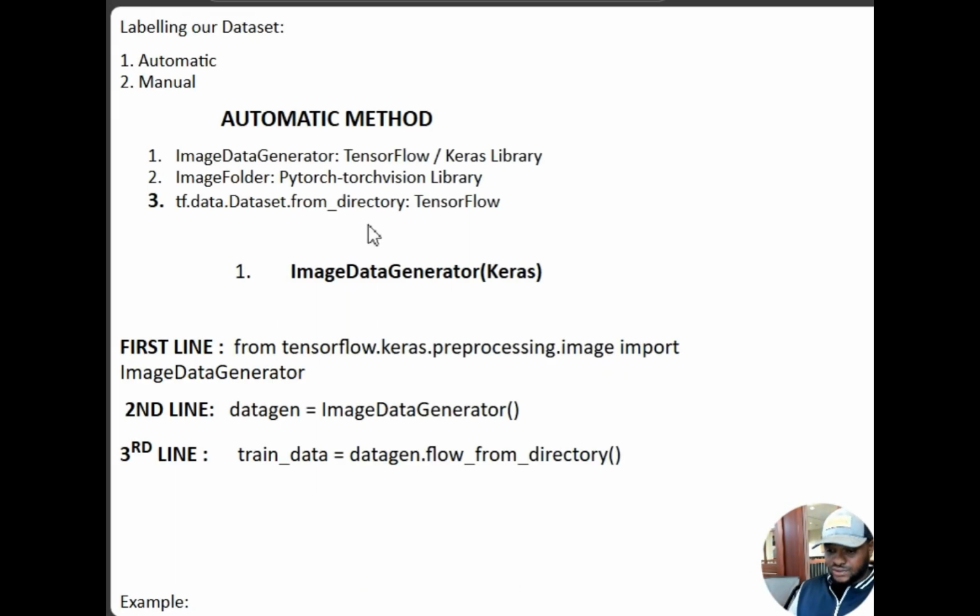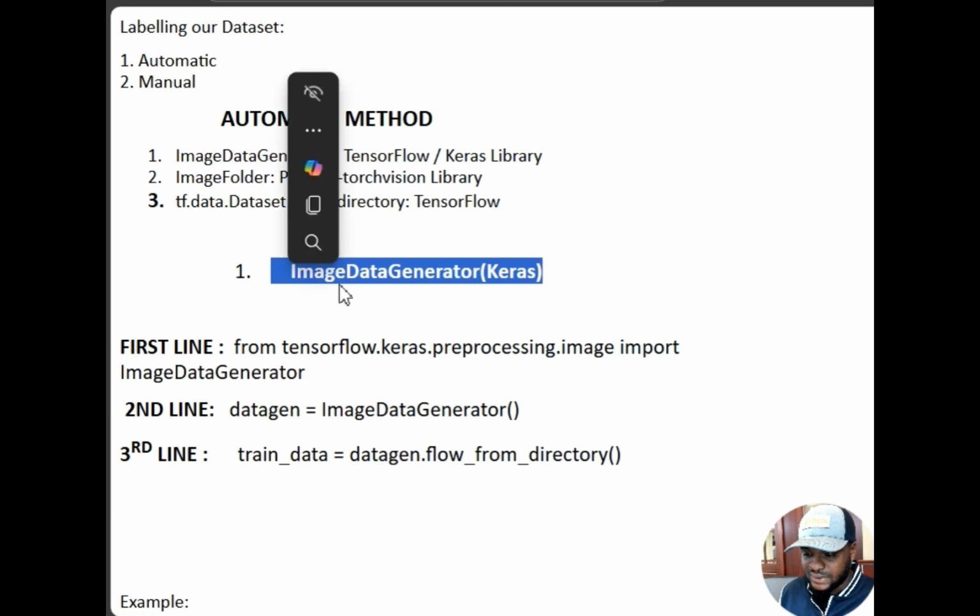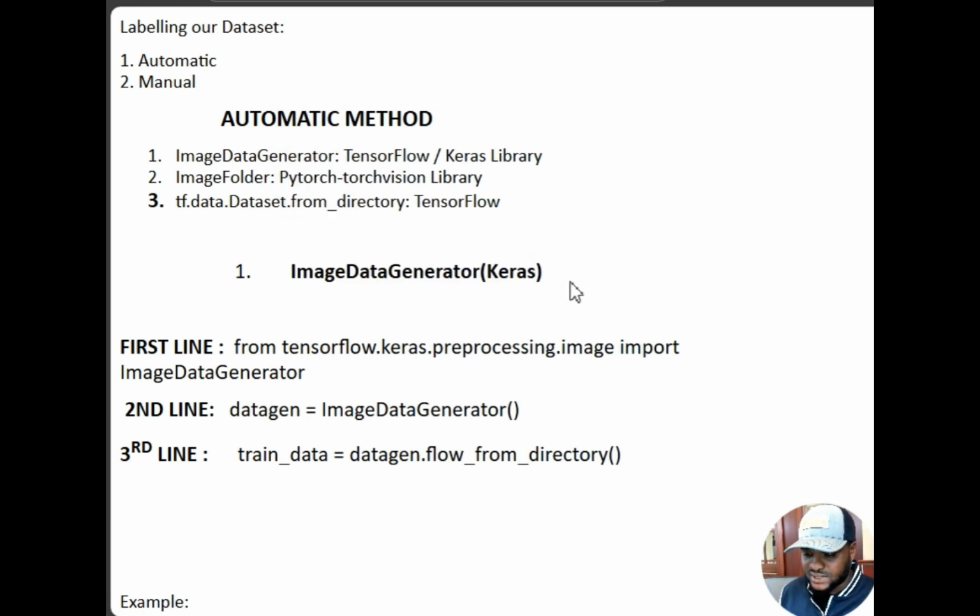In this episode, we'll be labeling and processing the images we've gotten, using just a few lines of code in TensorFlow. To label our data sets and preprocess them, there are two methods, which include automatic and manual. For the automatic, we can usually use image data generators, image folders, or TF datasets. But for this tutorial, I'll be using ImageDataGenerator, which makes use of the Keras library.